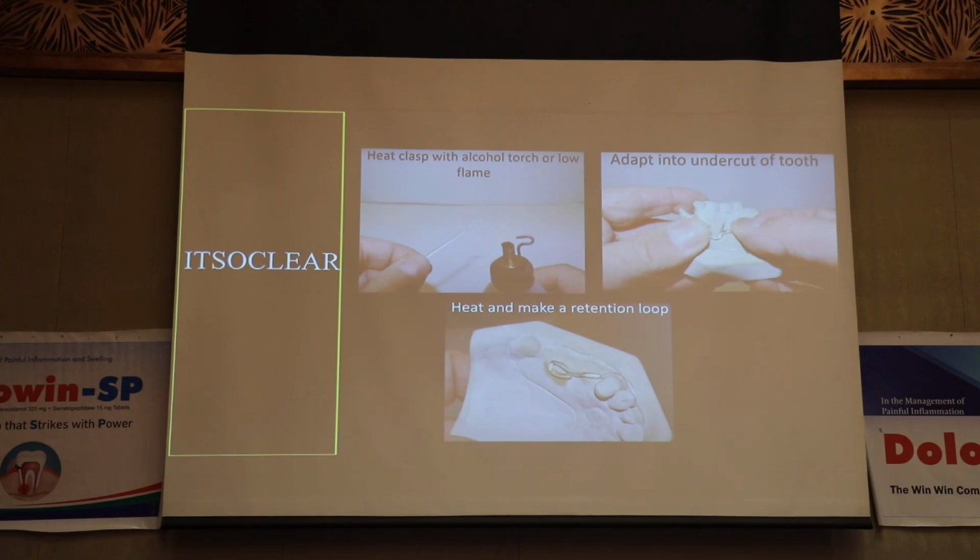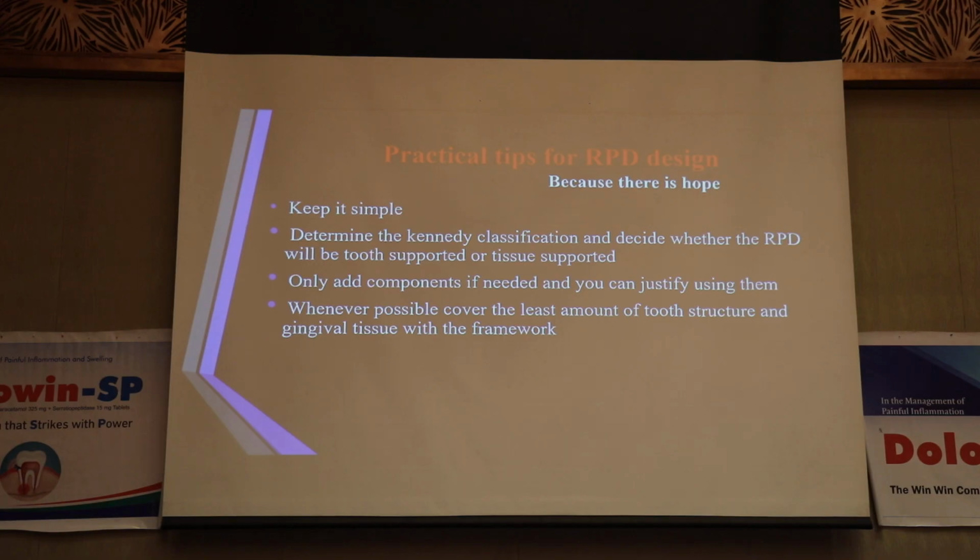I don't know. Next. So again, what is the thing you have to take into account? Always visualize which is the easiest classification to be taken, and whatever components are to be added for support, support and retention should be contributed. Whenever possible, cover the least amount of tooth structure, because patients always say, why are you putting so many clasps in my mouth? So that kind of beneficial clasping you have to do.